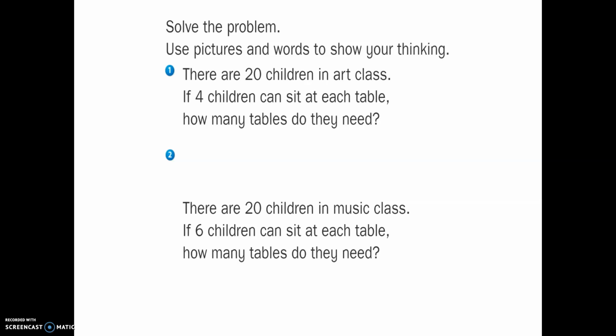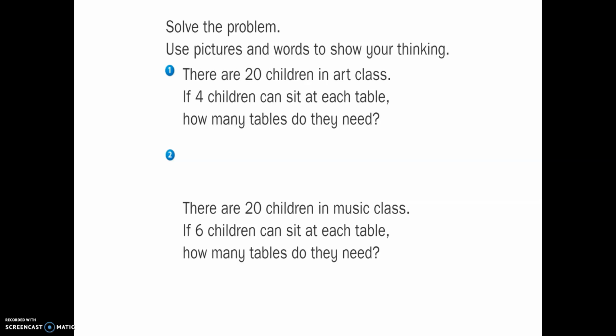The first problem that you needed to be working on was: there are 20 children in art class. If 4 children can sit at each table, how many tables do they need? And the second problem: there are 20 children in music class. If 6 children can sit at each table, how many tables do they need?